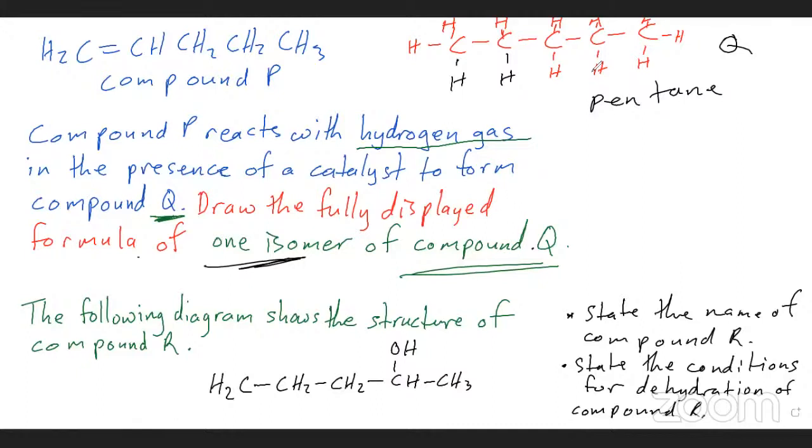2-methylbutane. Right, because last night's class, we know that there are three isomers. One is pentane, and the next one is 2-methylbutane. Sir, is it because it said that compound P reacts with hydrogen gas, that's why you break the double bond? That is correct.